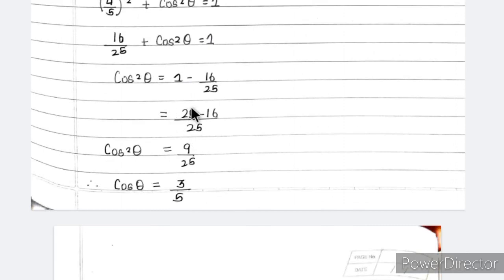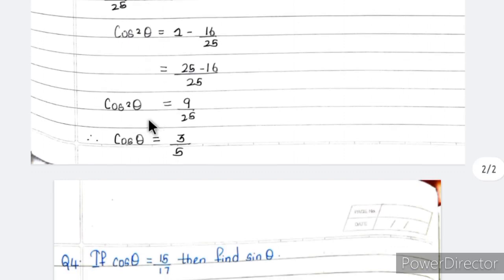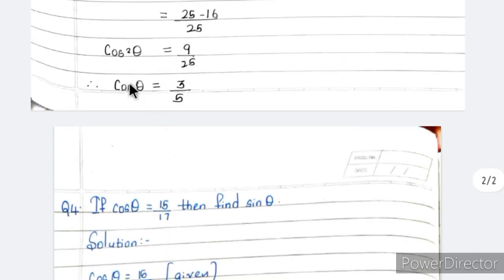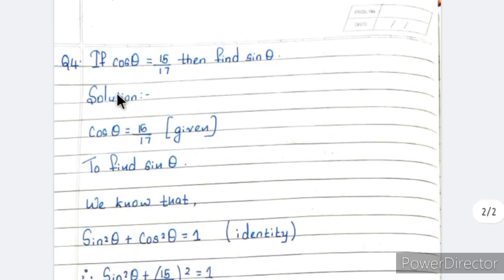So now we will do cross multiplication. 25 into 1, 25. Here nothing but 1 is there. 1 into 16, 16, between minus, and our denominator will be same, 25. 25 minus 16 is 9 upon 25. We will now take out square root on both sides. It will become cos theta is equals to square root of 9 is 3 and square root of 25 is 5. Cos theta we found as 3 upon 5. Next question, last question is question number 4.